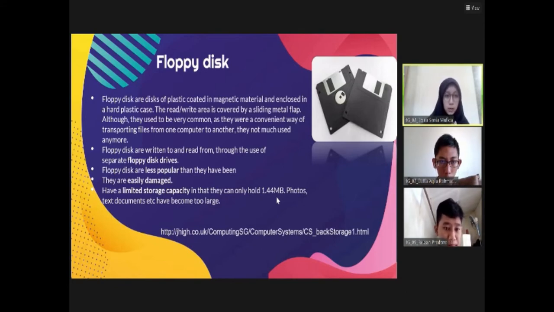Floppy disks are written to and read from using a separate floppy disk drive. Floppy disks are less popular than they have been. They are easily damaged, and have a limited storage capacity in that they can only hold 1.44 megabytes. Photos, text, documents, etc. have become too large.